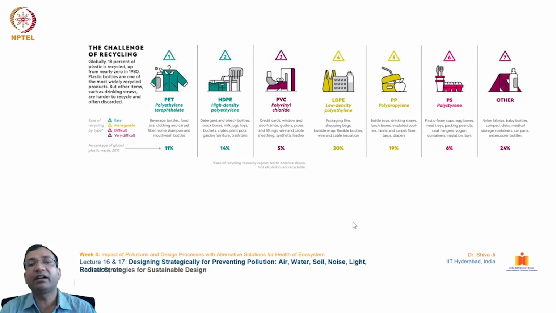And then we have other very hard polymer grades, represented by 7, for example nylon fabrics and ropes, baby bottles, which are very hard, compact discs, medical storage containers, which are very hard plastic materials, and components from any car or mechanical equipment. Water cooler bottles are also grade 7 plastics, and they constitute 24% of the total bulk produced in the year 2015.